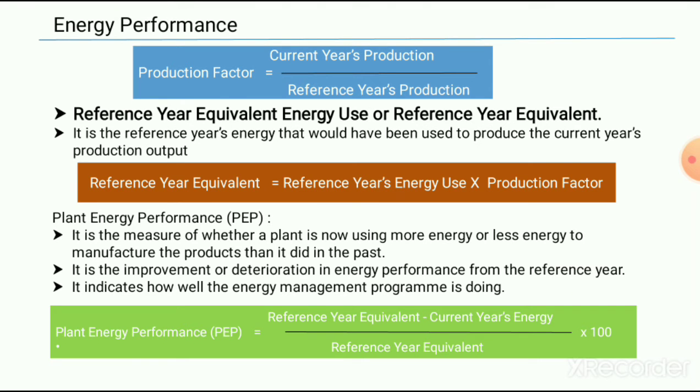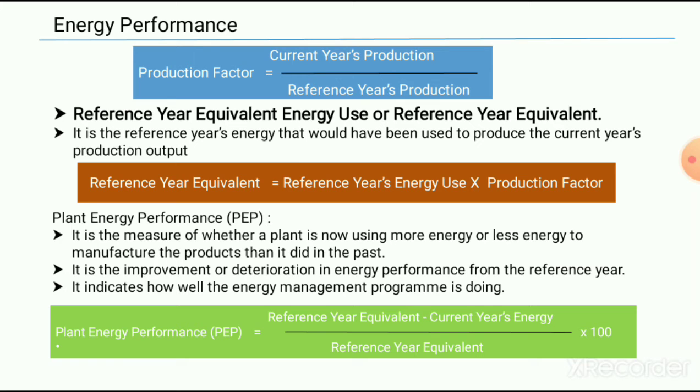Next is energy performance. For energy performance, it is a ratio, or we can say that for energy performance we need a reference year equivalent and current year energy related to that specific industry. For this we need first the production factor. It is a ratio of current year production to the reference year production.